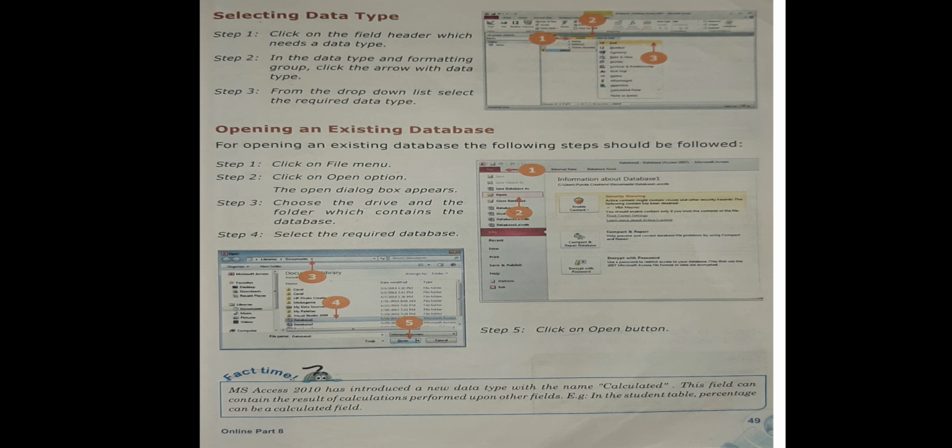Then selecting data types. How do we select the data types? You have to first click on the field header which needs a data type. Then in the data type and formatting group, you have to click the arrow next to the data type. Then from the drop down list, we have to select the required data type.